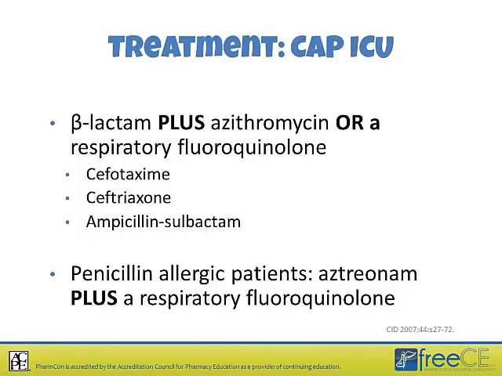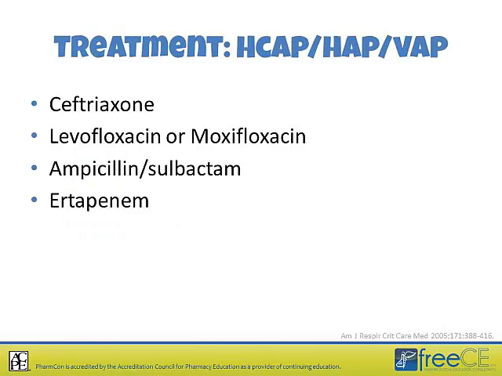So ICU, non-ICU are really essentially the same unless they have additional risk factors for multi-drug resistant bacteria, and at that point we're really probably thinking about them as an HCAP, HAP, or VAP person. Which brings us to our next slide. So HCAP, HAP, and VAP. What are our empiric antibiotics going to be for these patients?